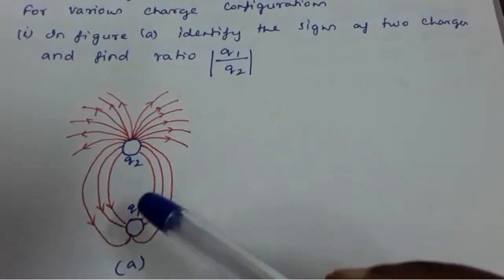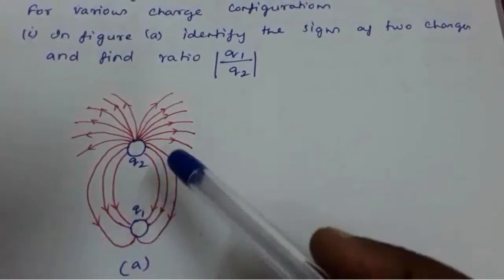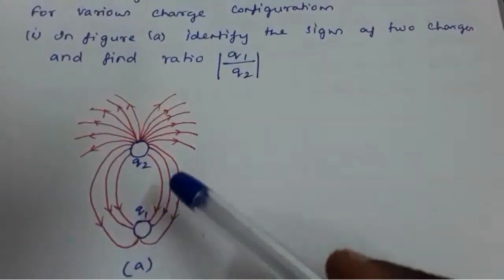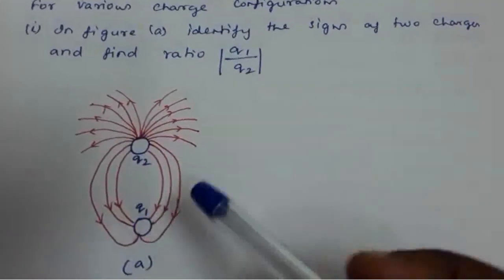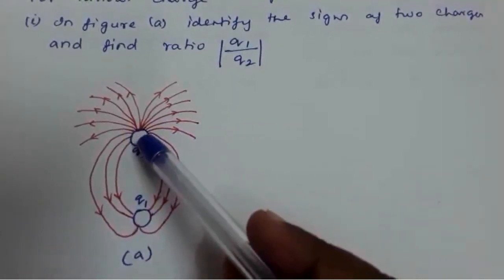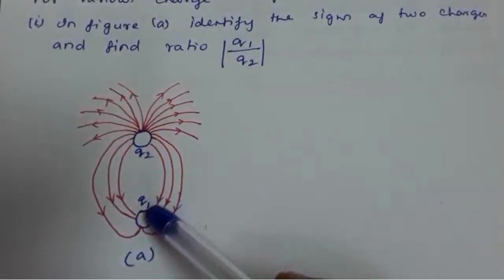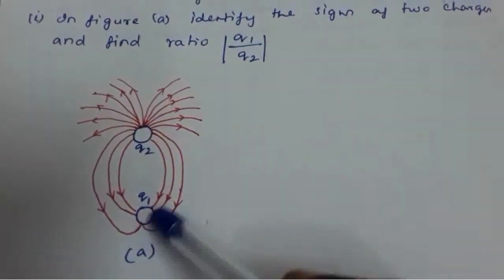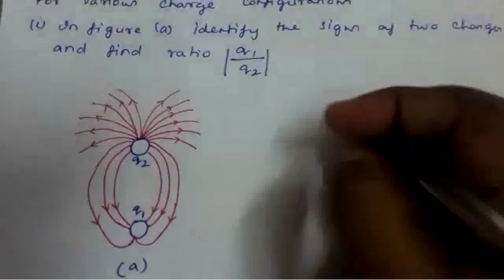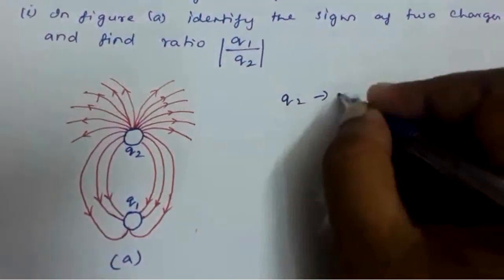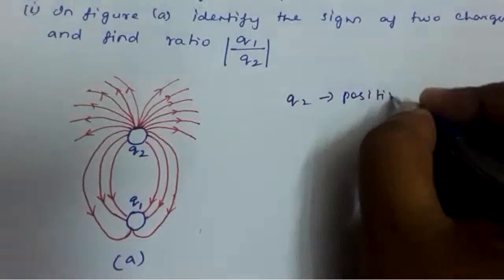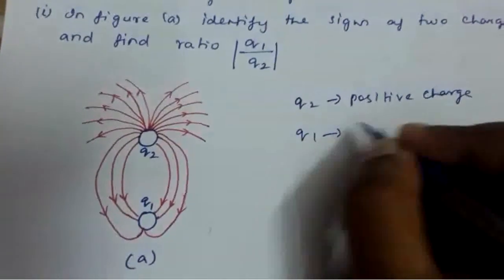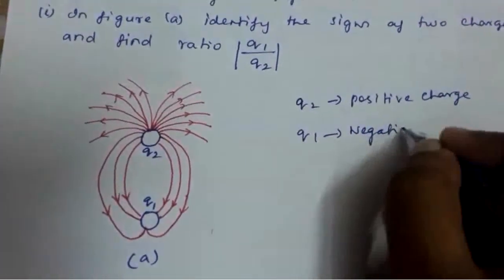According to the property of electric lines of force, the electric lines of force should start from the positive charge and end at the negative charge. Here, the lines of force are starting from the positive charge and ending at the negative charge, meaning that it is starting from Q2 and ending at Q1. So, we can write Q2 is positive charge and Q1 is negative charge.